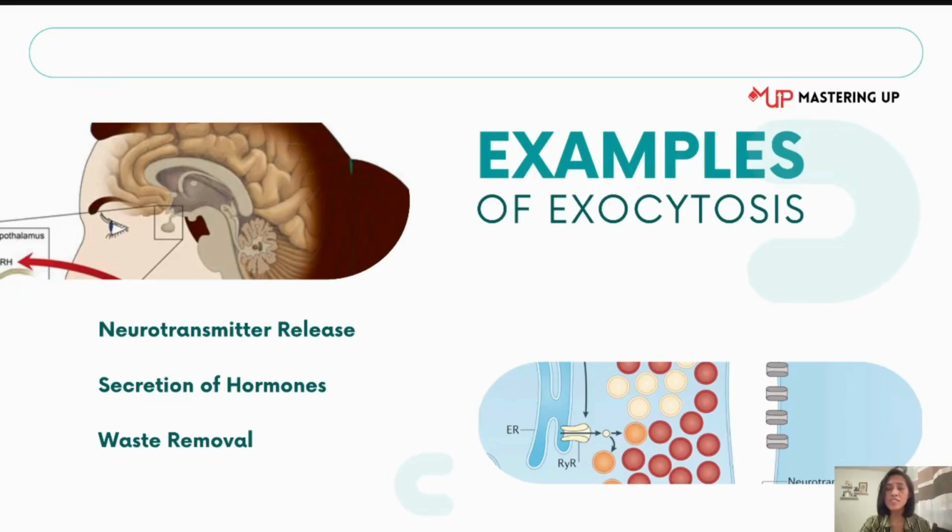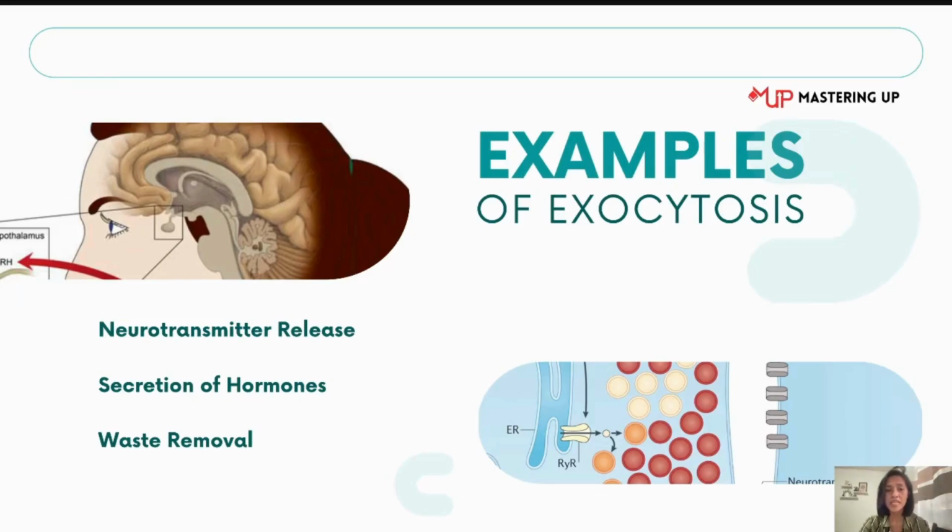And now we're going to talk about the examples of exocytosis. Number 1 is neurotransmitter release. Neurons use exocytosis to release neurotransmitters into synaptic clefts, allowing communication between nerve cells.